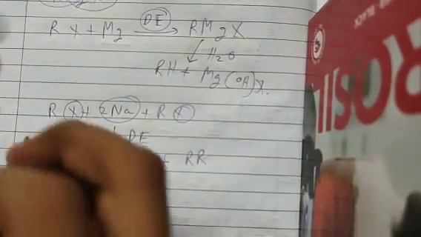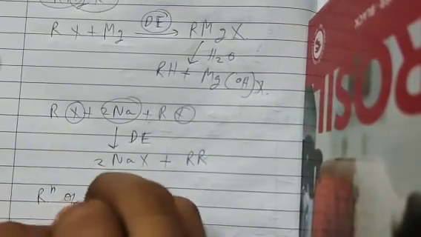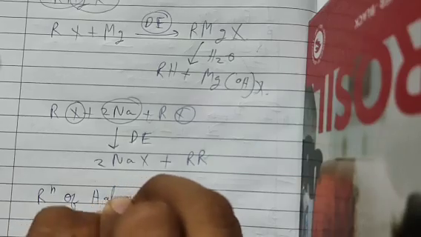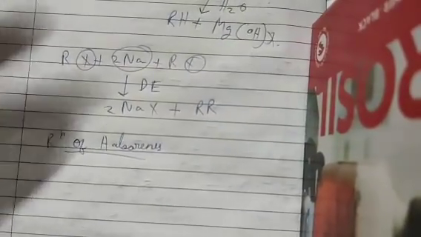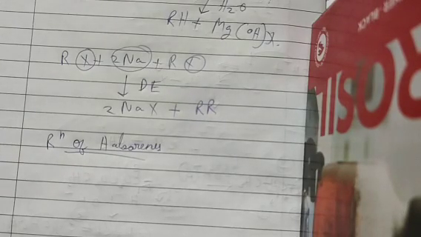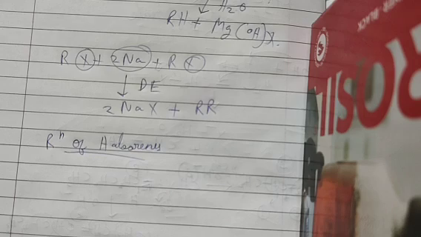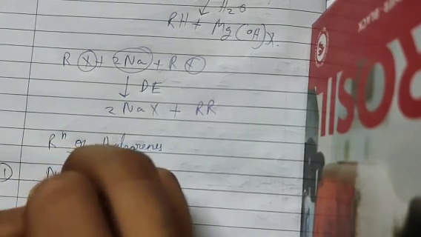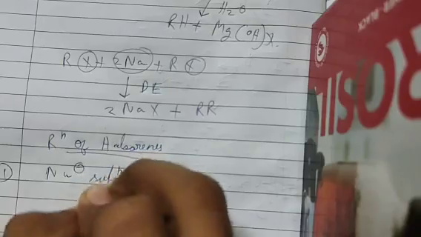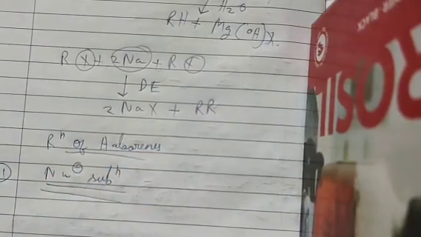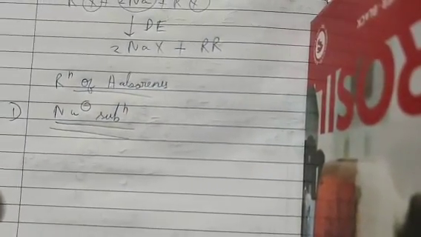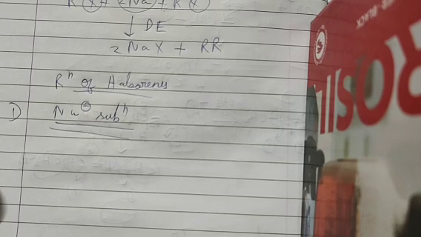Next is the reaction of haloarenes. In this we are going to study nucleophilic substitution reaction and electrophilic substitution reaction, and then reaction with metals. First of all, the nucleophilic substitution reaction. Now these haloarenes are very less reactive towards nucleophilic substitution reaction.